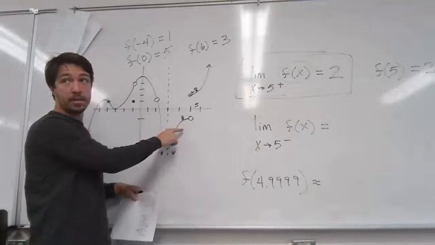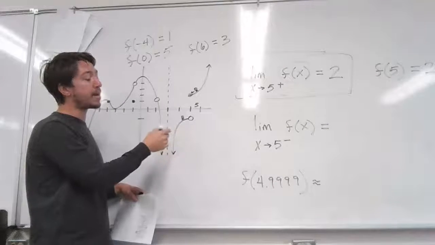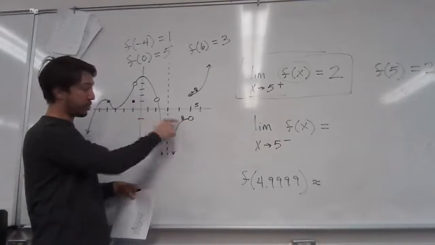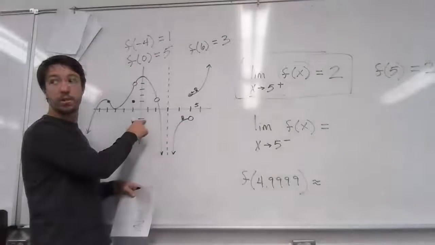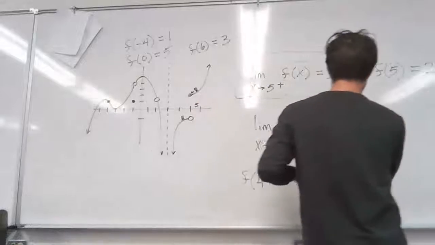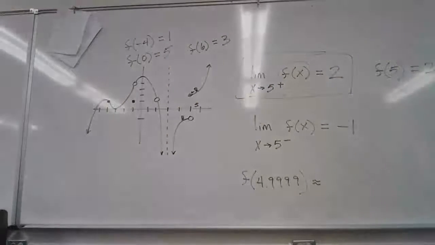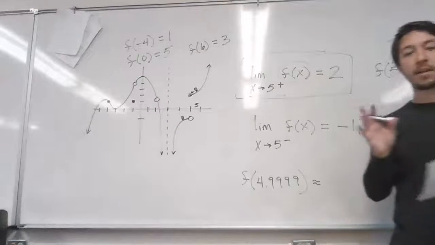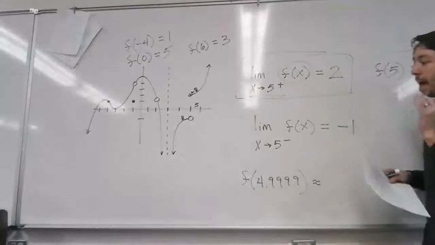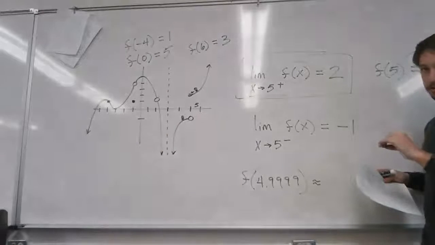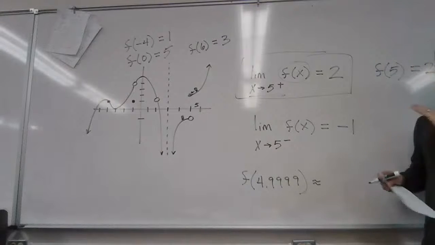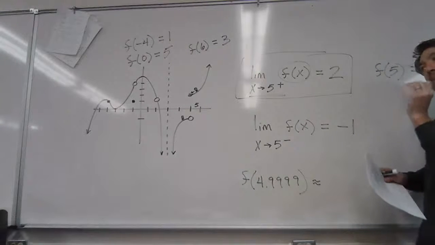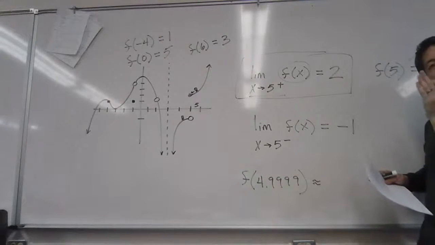Do you guys understand that? So if x was 4.9999, my y value is awfully close to negative 1. This is where it gets interesting. The thing that makes a limit is that we're talking about what happens as we approach that value. We don't actually care what happens at 5. What we care about is what happens as you approach 5, but never quite get to 5.